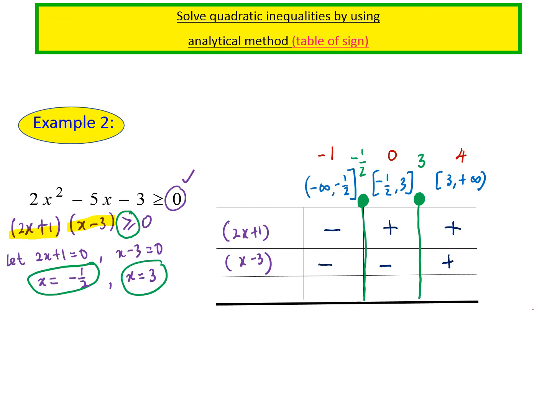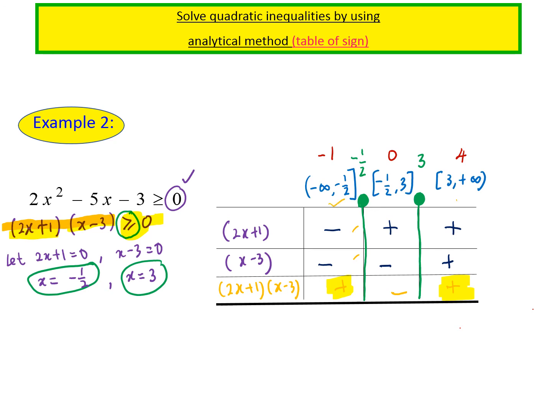And finally, I want to answer my question. So what I'm really interested in is this thing. So I will have 2x plus 1, x minus 3. So negative, negative will give me positive, positive, negative will give me negative, and finally positive. Over here, I'm interested in greater than or equal to 0. So greater than or equal to 0 means that I'm interested in a positive number. So this will be positive, positive, the ones that I'm interested in. So straight away, I know my answer already.